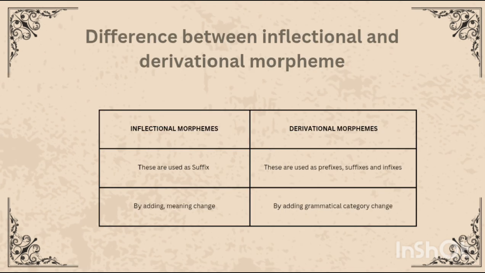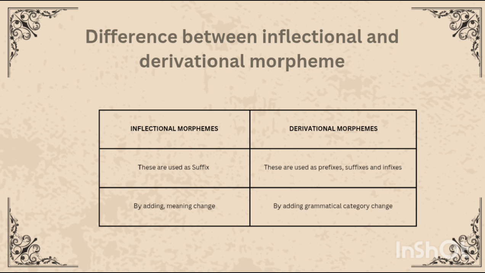Here I wrote that many students become confused between derivational and inflectional morphemes. When I was a student in my first year, I also got confused between inflectional morphemes and derivational morphemes. So I did a lot of research at that time, because I studied this in my first year. Now I am a passed-out student.